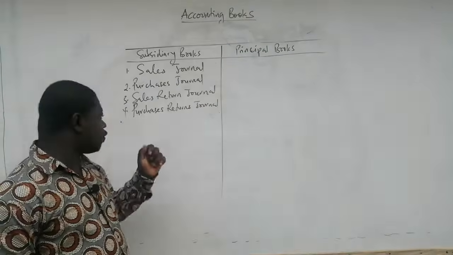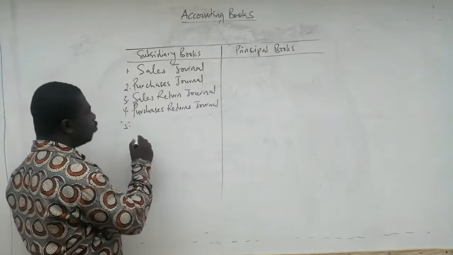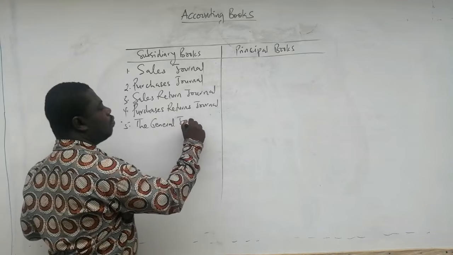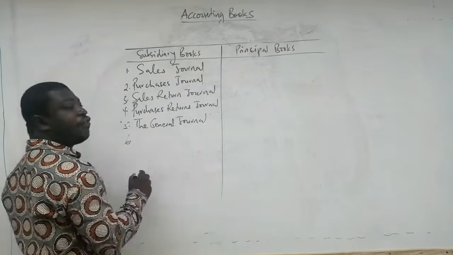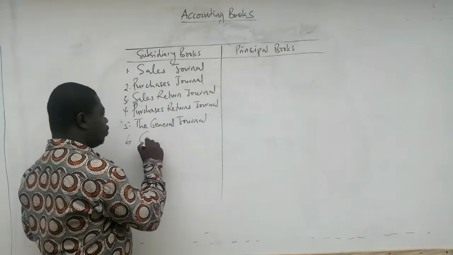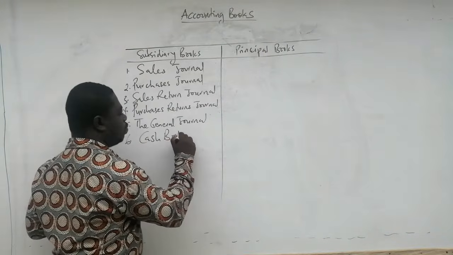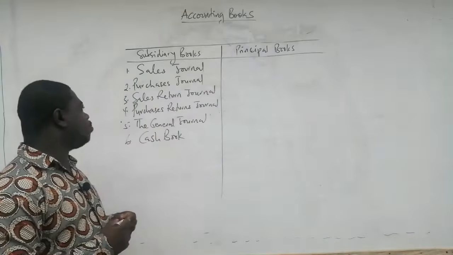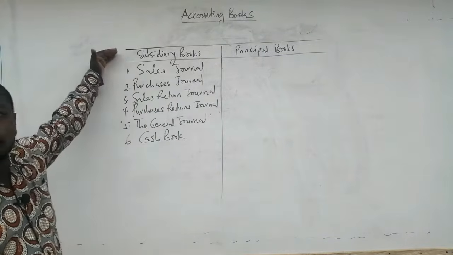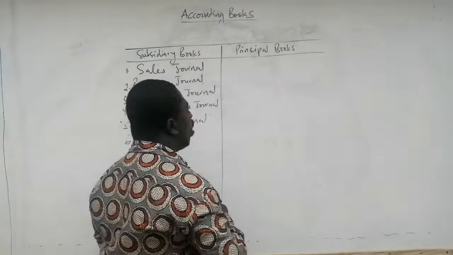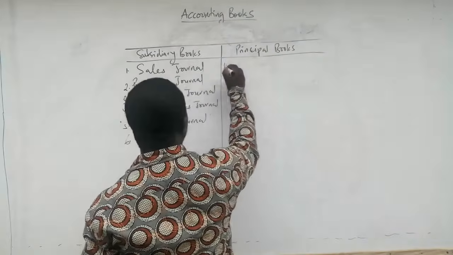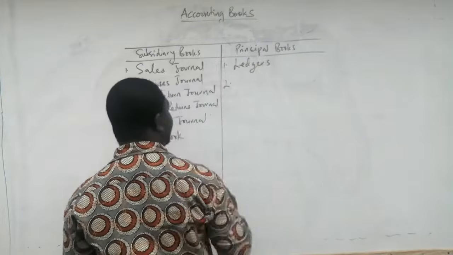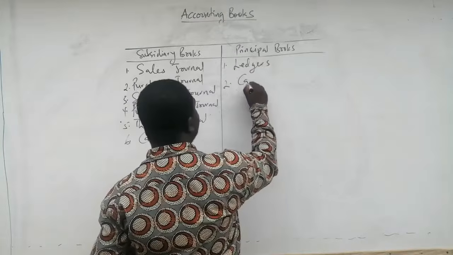So these are the first 4, and then we have the general journal, and then finally we have the cash book. So these are the 6 books of original entry, or what you may call the subsidiary books. When we get to the principal books, we have 2 main classifications. The first one is the ledgers, and then also we have the cash book as well.